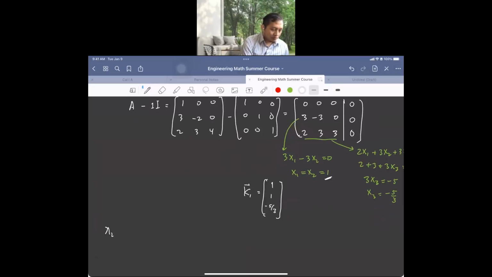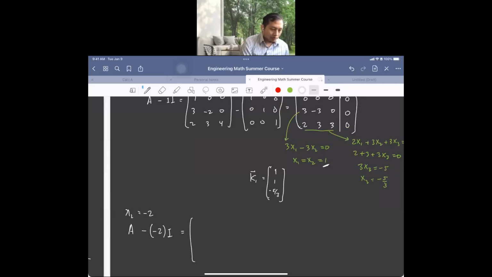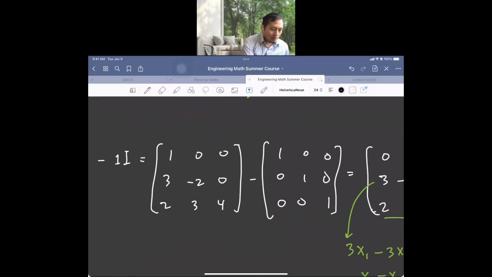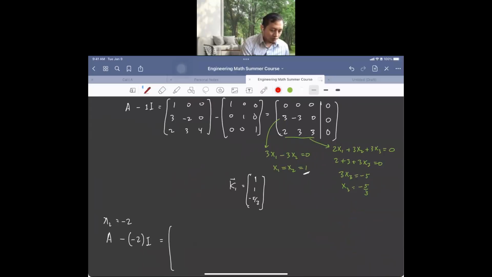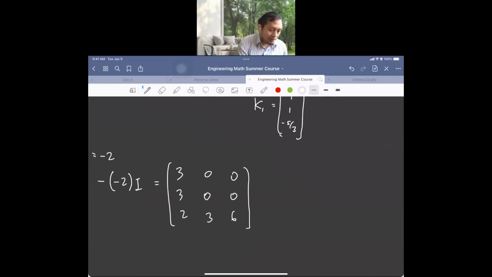Now the second eigenvalue is negative 2. So we are going to have A minus minus 2 times the identity. I will write directly just plus 2, so I will add 2 to the diagonal entries 1, negative 2, 4. So this will be 3, 3, 3, 2, 0, 0, 3, 0, 0, 6. I will directly write like that.